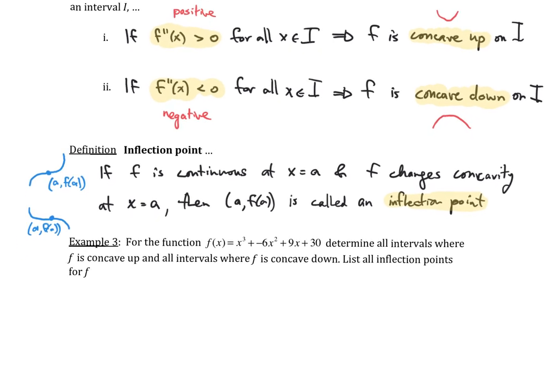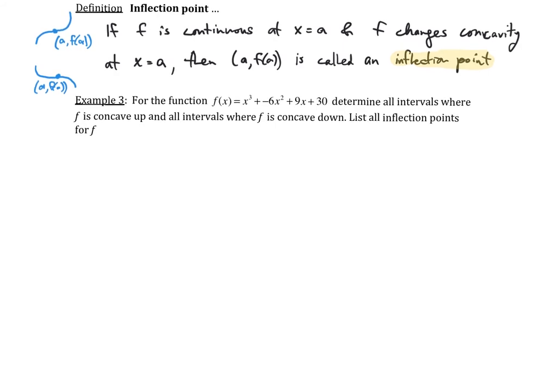Why don't we take a look at example 3? So in example 3, I have a function f of x equal to x cubed. I don't know why that plus is there. Let's say that this is a minus 6x squared plus 9x plus 30. Okay, we want to determine all intervals where f is concave up and all intervals where f is concave down. We want to list all the inflection points for f.